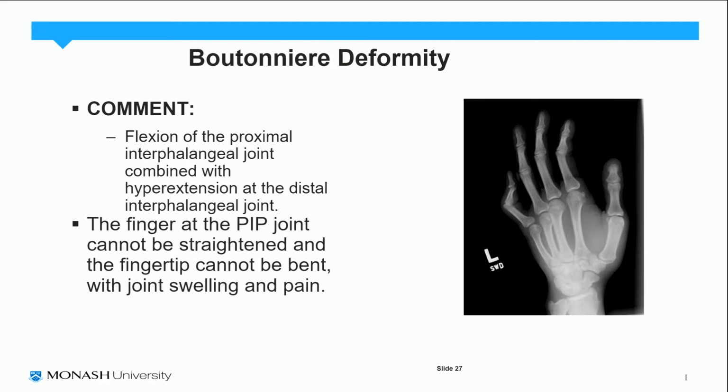So the first one I want to talk about is Boutonniere deformity. Here we have flexion of the proximal interphalangeal joint, combined with hyperextension at the distal interphalangeal joint. When the patient presents, the patient cannot straighten the finger at the PIP joint, and the fingertip cannot be bent, and normally there's quite significant swelling and pain.